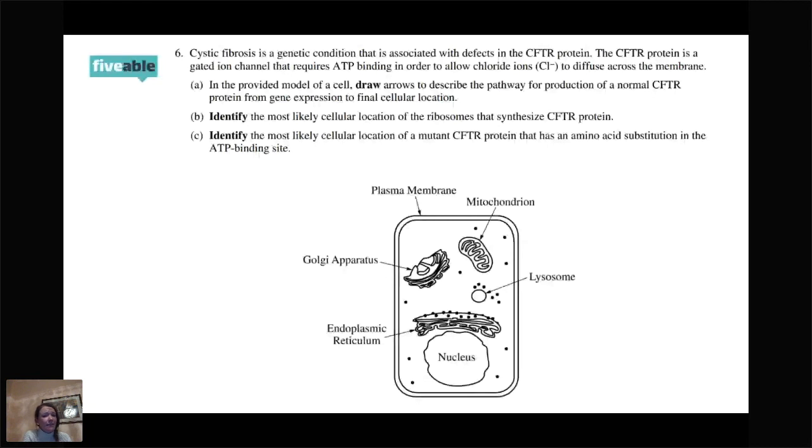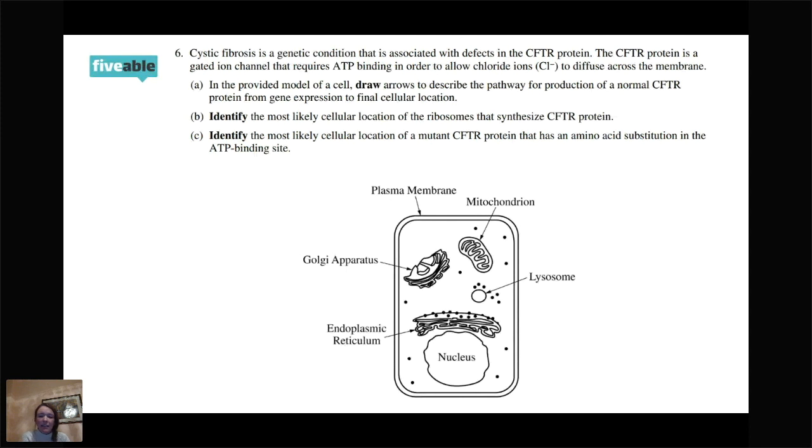Then part C, identify the most likely cellular location of a mutant CFTR protein that has an amino acid substitution in the ATP binding site. Okay, so now we have a mutant protein, but the only thing that's mutated is the ATP binding site, nothing to do with the rest of the protein. So the most likely cellular location for this is going to be in the plasma membrane because it's a transport protein, right? And the only thing affected here is its ability to bind ATP.